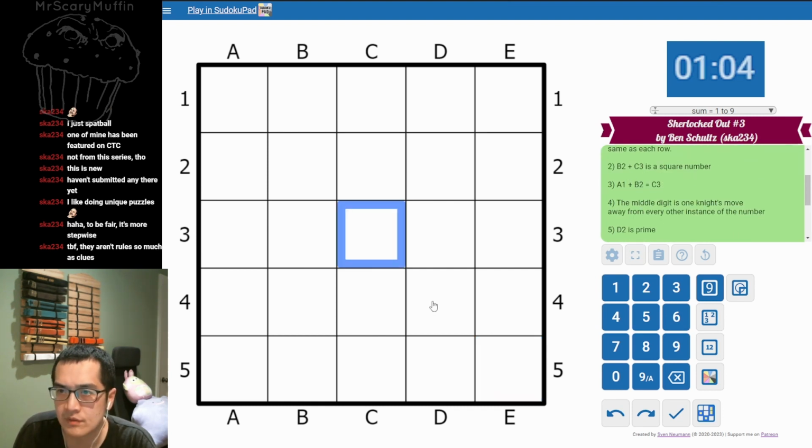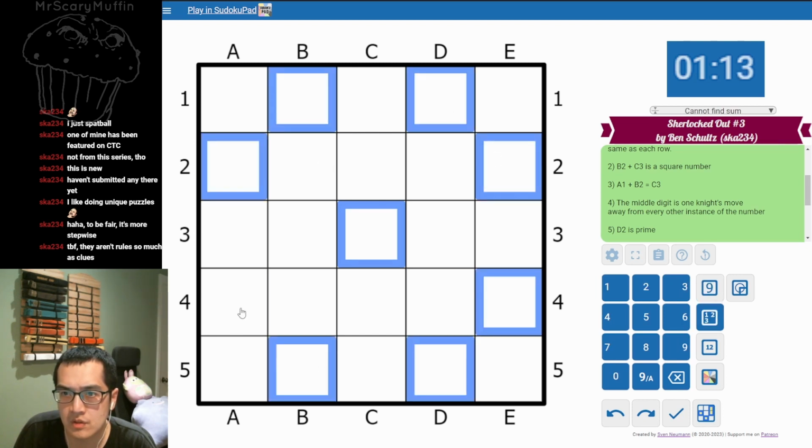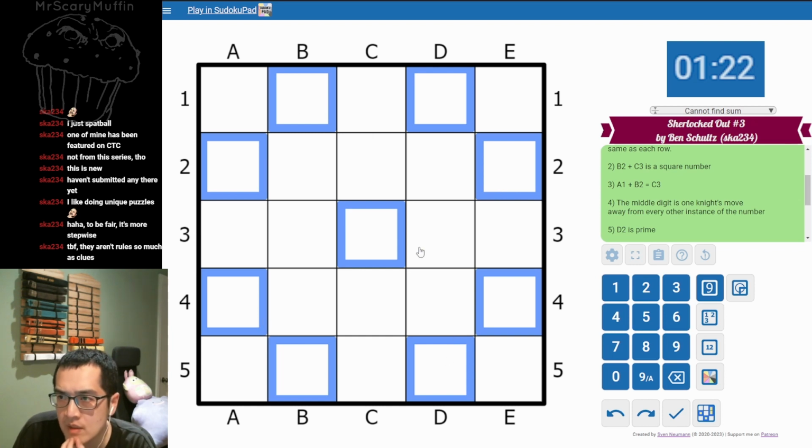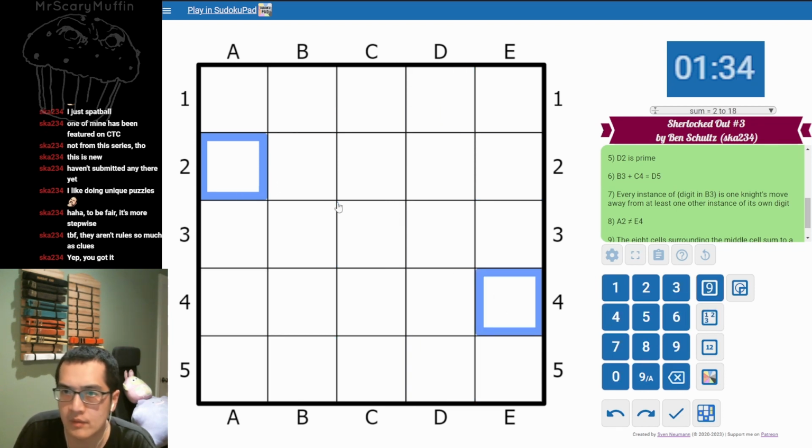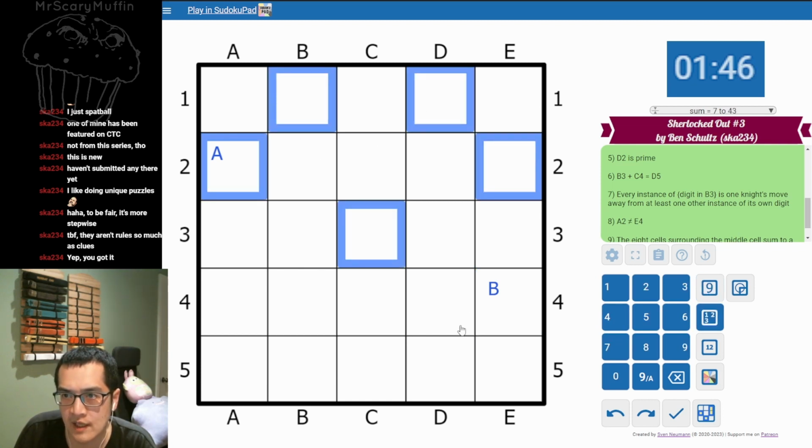So this middle digit is going to see every other instance of itself by knight's move. Let's quickly check that. We have a couple of double-ups here, so realistically, it can go like this or this, right? Can it mix and match? Yeah, it could mix and match. There is a rule that says A2 is not equal to E4, so these two are not the same. How are we going to mark that? I guess we use letters: this is an A, this is a B, and A is not equal to B. So if this central digit hits one of these, it can't hit the other one.